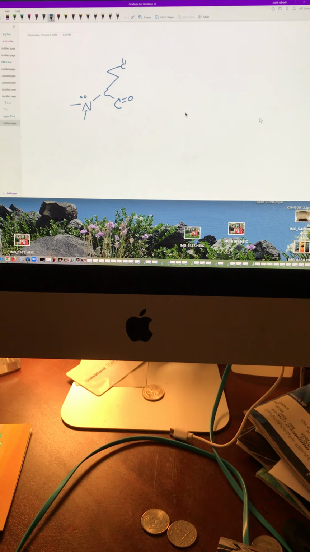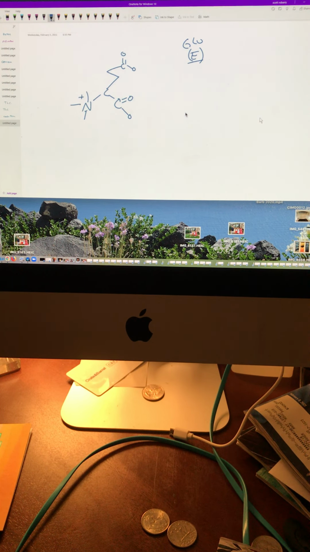So is this a zwitterion? You should know this is glutamate, right? Glutamate. Is that a zwitterion? No. Why not? It's neutral. Don't tell me a zwitterion is neutral. That's not a zwitterion. Oh, you need charges on it. My bad. You need charges on it.